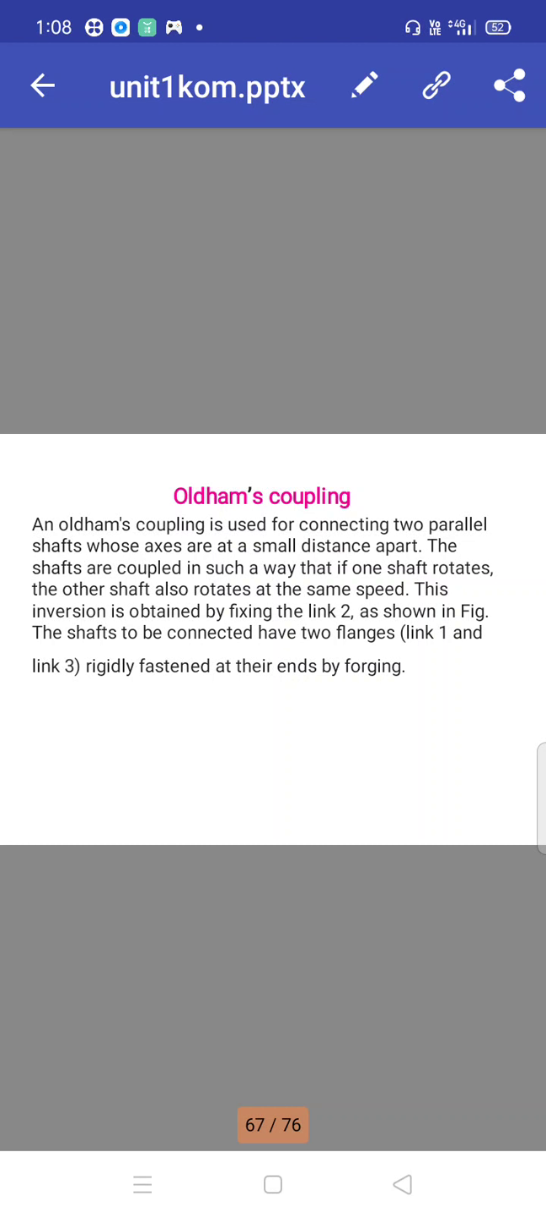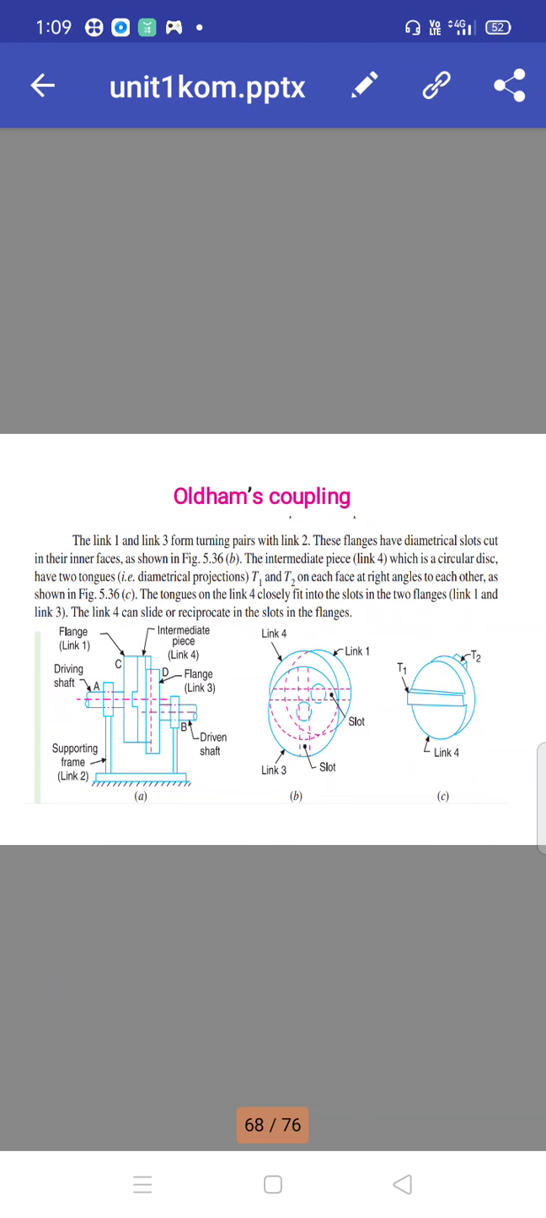The shafts to be connected have two flanges rigidly fastened at their ends by forging. The links 1 and 3 form turning pairs with link 2. These flanges have diametrical slots on their inner faces. The intermediate piece, which is a circular disc, has two tongues, diametrical projections T1 and T2, on each face at right angles to each other as shown. The tongues on the link 4 closely fit into the slots in the two flanges, links 1 and 3. The link 4 can slide or reciprocate in the slots in the flanges.